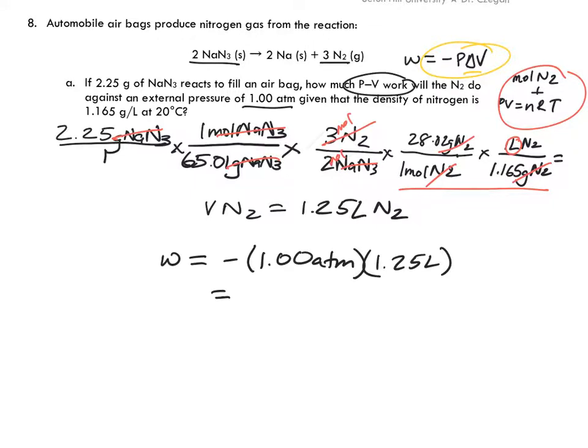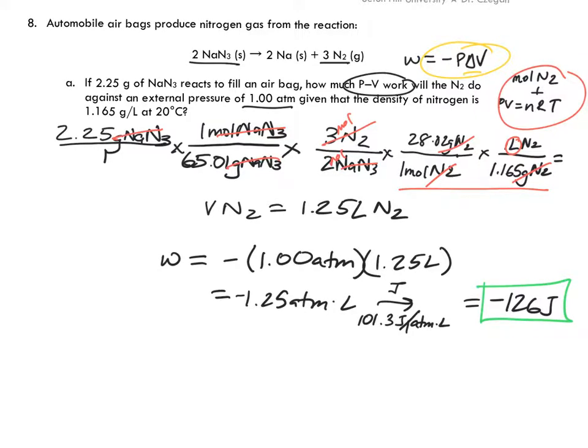This will give us negative 1.25 atm liters, which we can convert into joules using the fact that there's 101.3 joules in an atm liter, and that's going to give us a final answer of negative 126 joules. So the work done by the nitrogen gas expanding and filling the airbag is negative 126 joules.